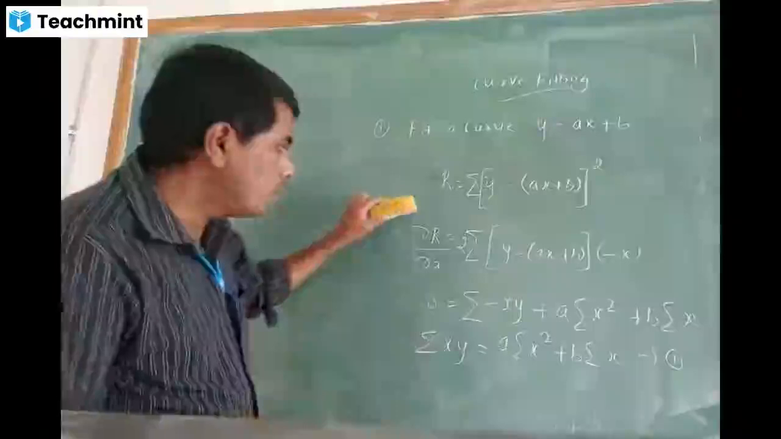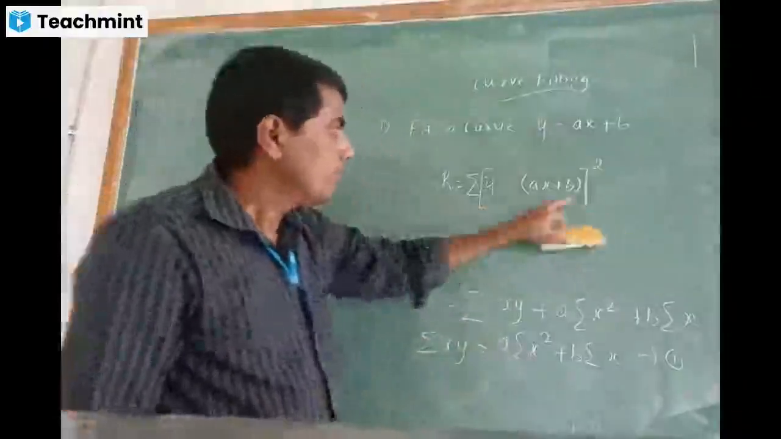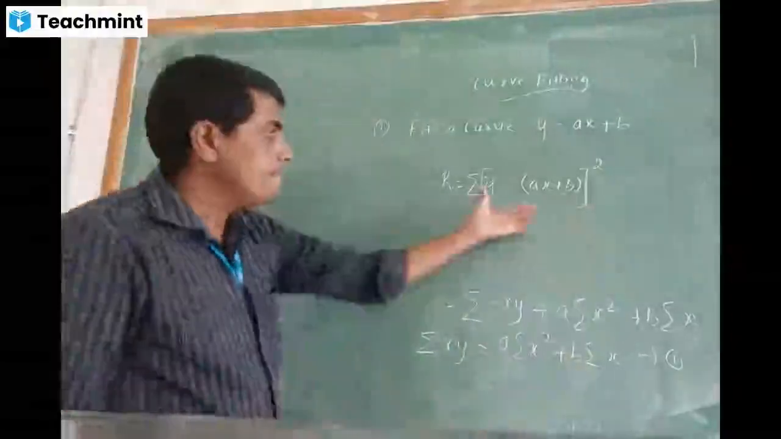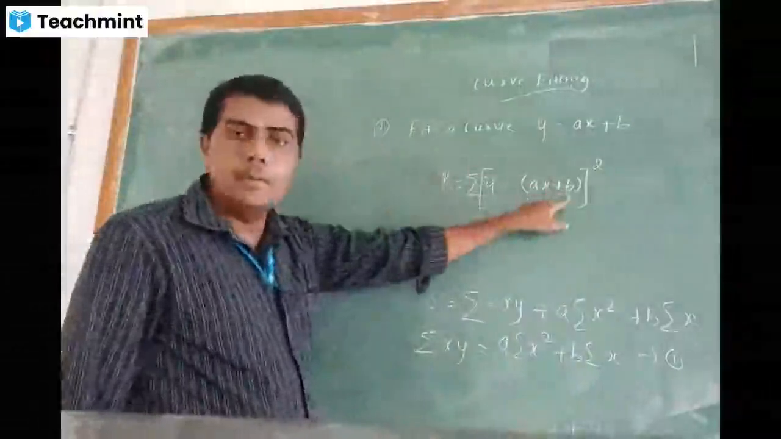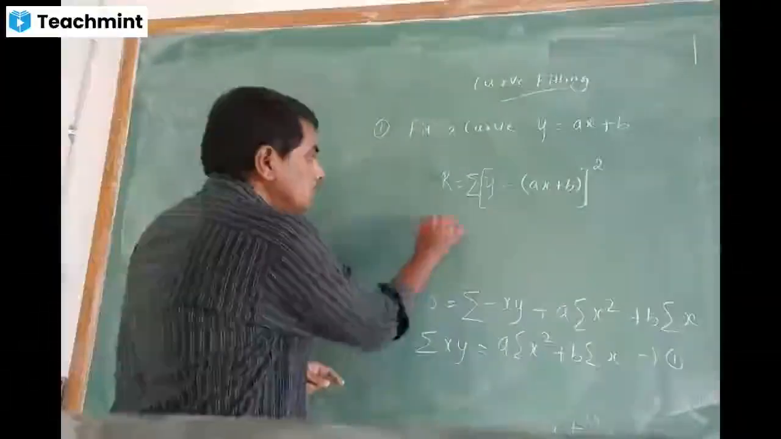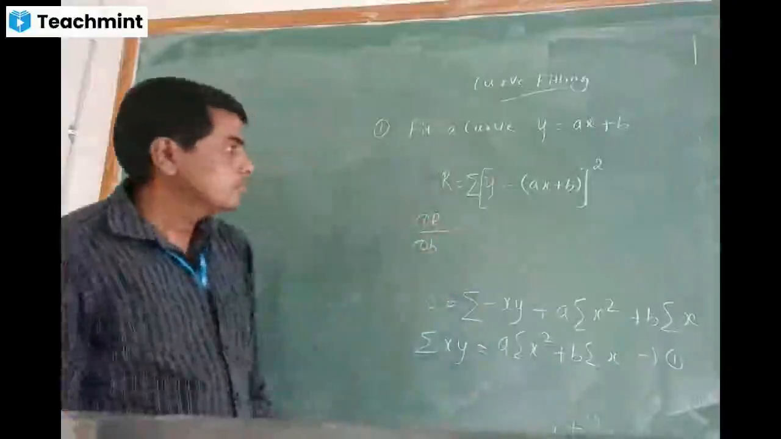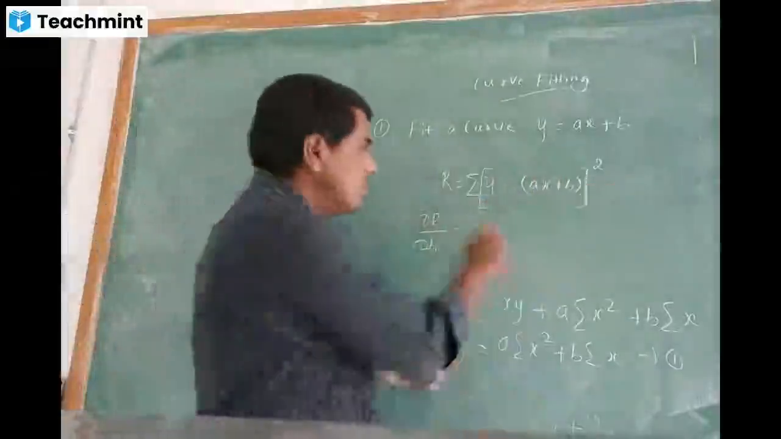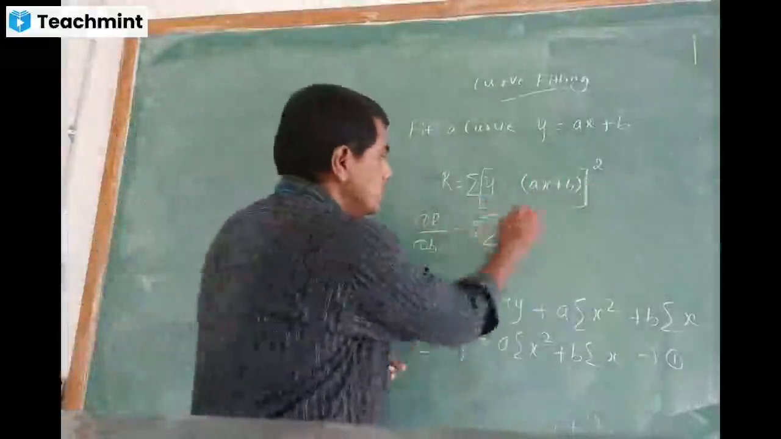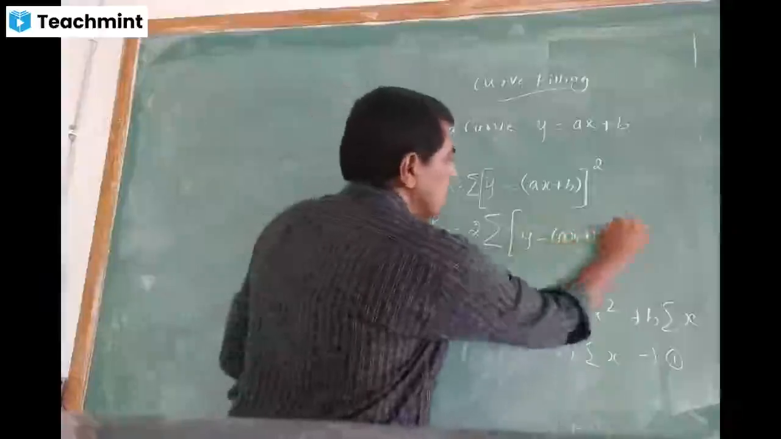Similarly, I go for the other parameter. So what is the other parameter? The other parameter is b here. What is the derivative? Same. This is in the form of a square, right? So the derivative of the square is 2 into y minus of a x plus d.